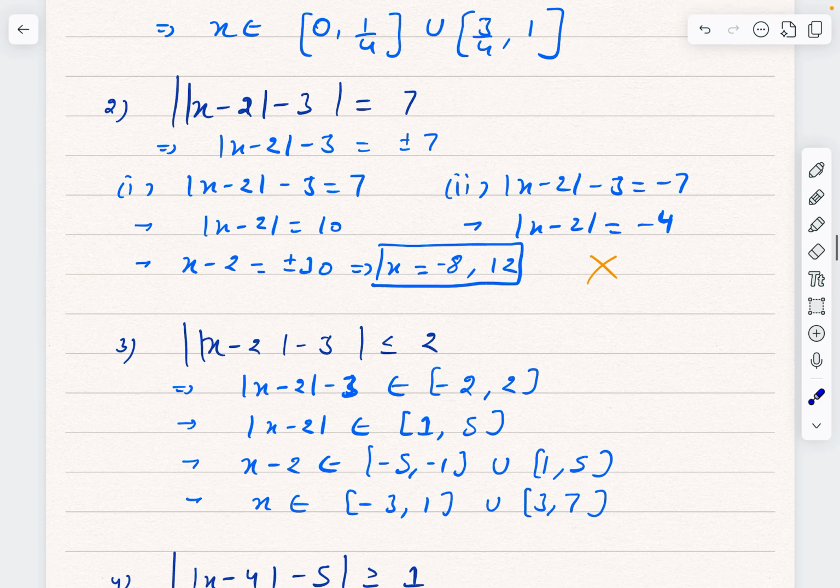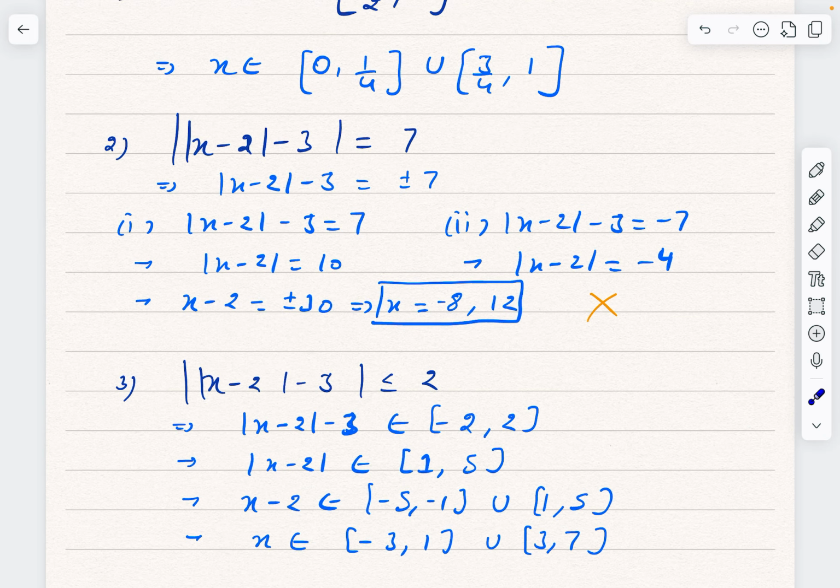Next problem. The answer for the third problem is closed minus 3 to closed 1 union closed 3 to closed 7. So how do we get this? Again, we use the second property. We get ||x minus 3| minus 2| belongs to minus 2 to 2. Add 3 both sides, so |x minus 2| belongs to 1 to 5. Using the fourth property, x minus 2 belongs to minus 5 to minus 1 union 1 to 5. Add 2 to each term, you get minus 3 to 1 union 3 to 7. Next problem.